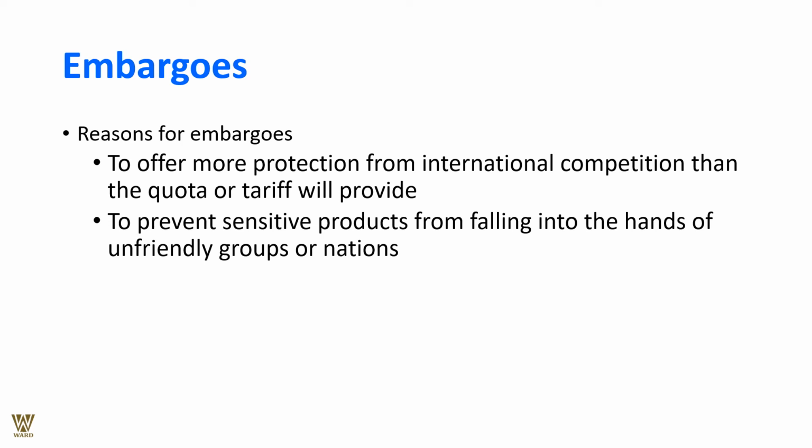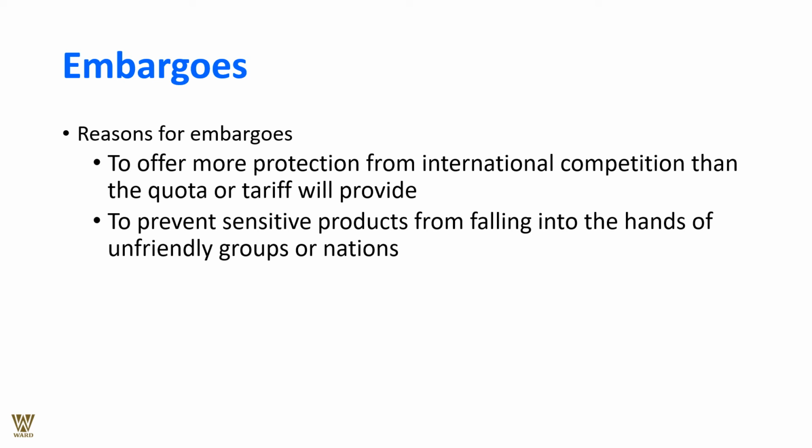Why are there embargoes? To offer more protection from international competition, and we keep an embargo per se to prevent sensitive information from falling into the hands of unfriendly groups or nations. Now, we are talking about 5G infrastructure. Many countries are hesitating to offer 5G licenses to a country which is playing a major role, probably because of the political differences and political ideologies that they might not be matching with one another. That is a sensitive product falling into the hands of a foreign or unfriendly group. Now, that is the reason why embargoes have been put.